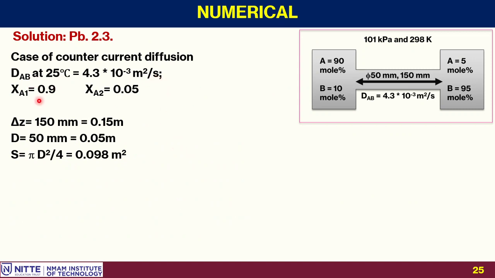So DAB is given, XA1 and XA2 are given. Similarly, I can find out XB1 and XB2, that also I can identify, not required in this case. Delta Z and diameter are known, and based on that I can find out the cross sectional area. The cross sectional area S is the area through which the mass transfer takes place, which is pi d square by 4. I can calculate that also.